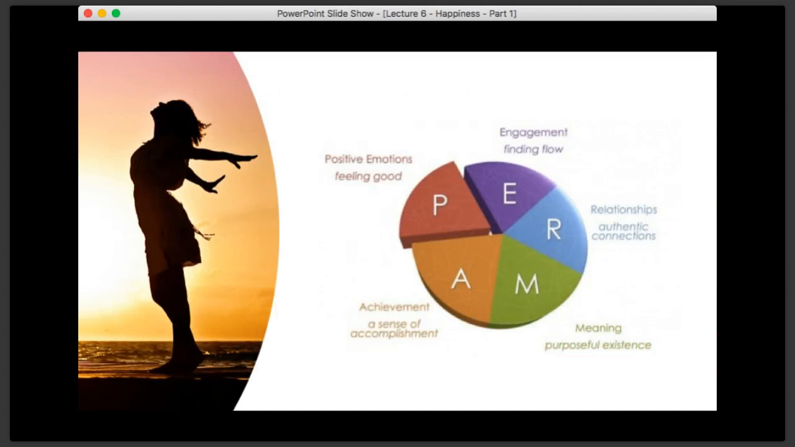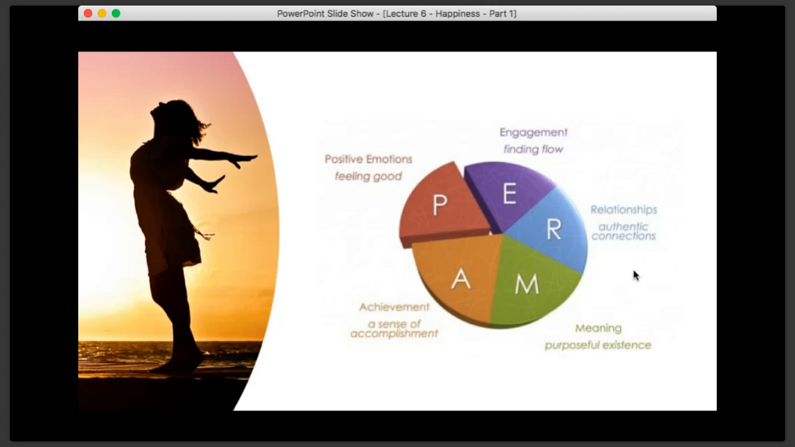So PERMA stands for, the P is for positive emotions, which means feeling good. This is the right here, right now, joy, hedonism, the pleasure. Ways to increase this are savoring. We're going to talk all about this. Then the E is for engagement, which means finding flow, absorption in our activities and doing things that suck us in completely so that we're fully engaged in the execution of these activities. The R stands for relationships, having authentic connections.